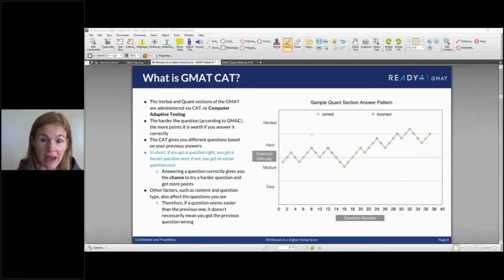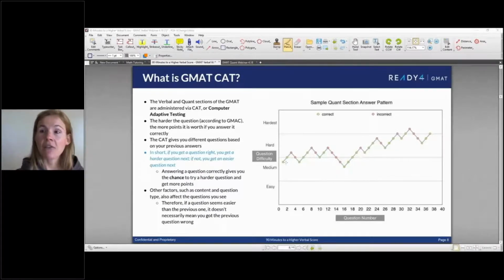The other thing about the GMAT is that it is computer adaptive, and it's computer adaptive by question. I would be interested to know how many of you understand what that means. Can I get some yes and no's? Yes, I understand what a computer adaptive test is, or no, I don't know what a computer adaptive test is. Okay, cool, we've got some yeses coming in, we've got some no's.